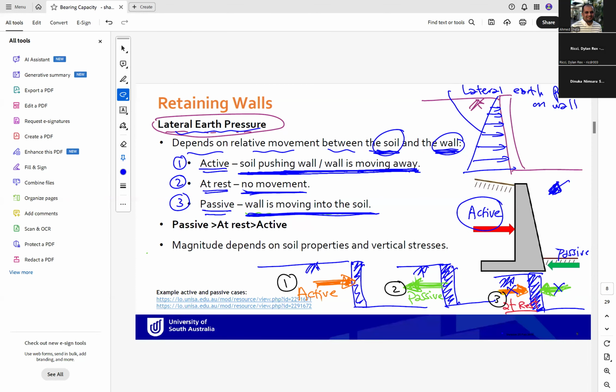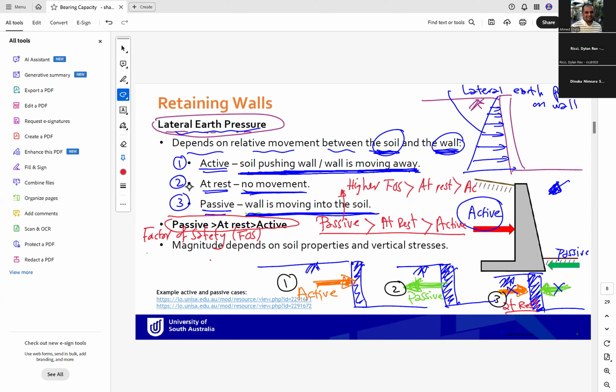So if we look at the design, as you know, in the design we have factor of safety, or FOS, when you are designing. As you can see here, the passive case is the most critical case because the forces in this case will be higher. At rest case is less critical, and the least critical is the active case. So the factor of safety in the passive case is higher than at rest, than at active case.